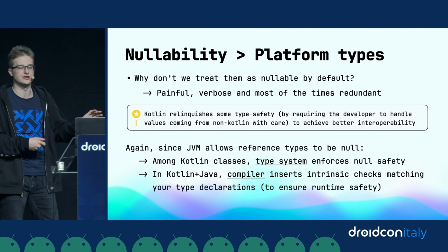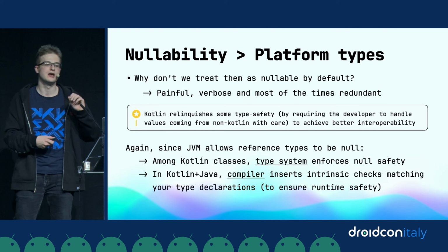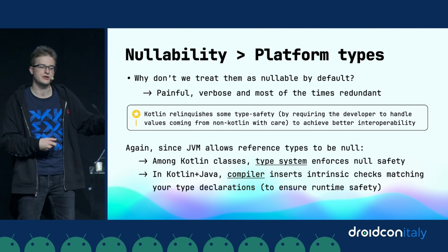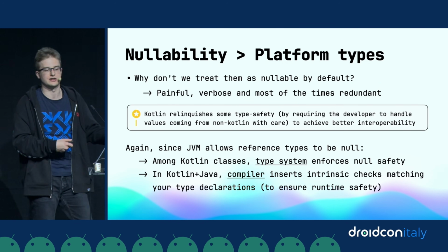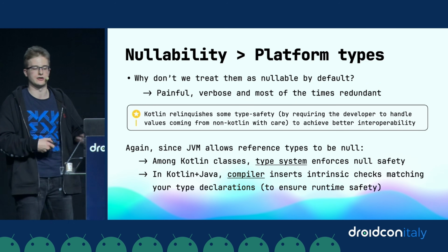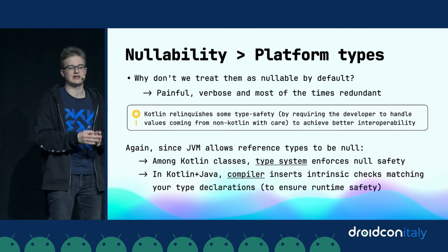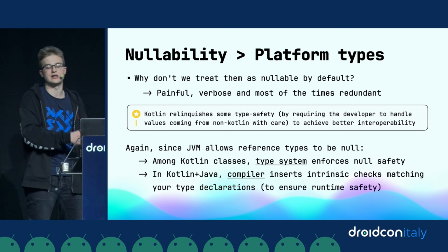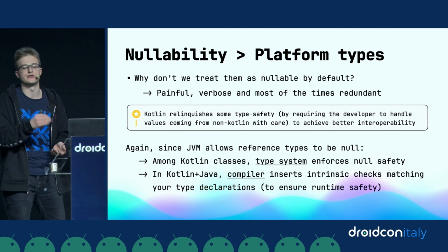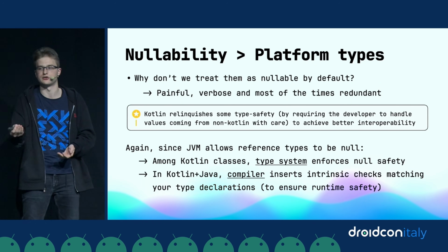I know this is okay, I'm going to declare it as a normal type, and so I go ahead with this, or I'm not sure, I'm going to declare it with a nullable type, and I continue by checking. So among Kotlin classes, the type system enforces null safety, and in Kotlin interoperating with Java, the compiler inserts those intrinsic checks matching your type declarations.